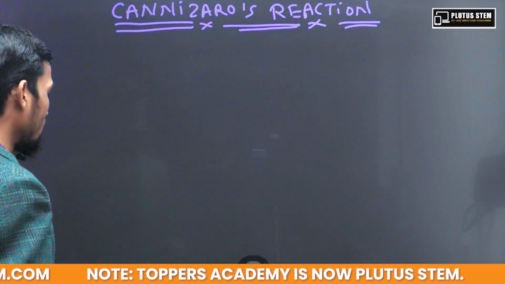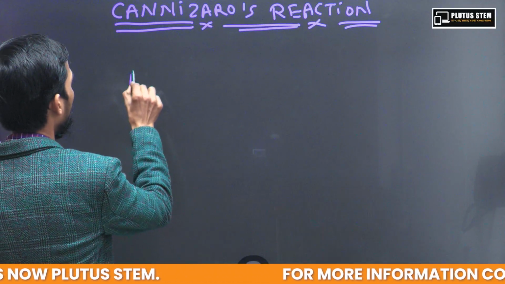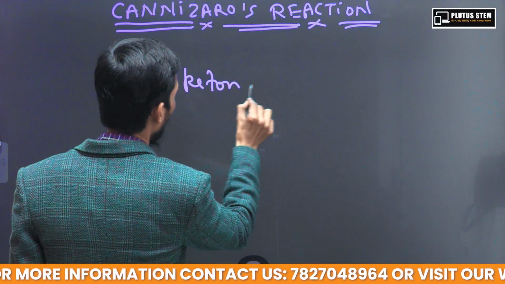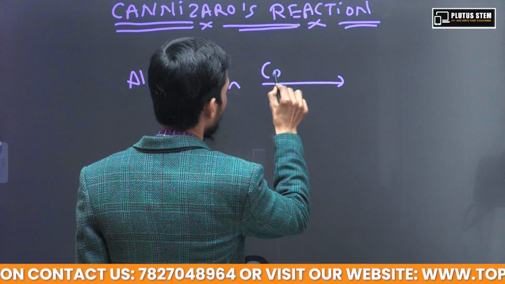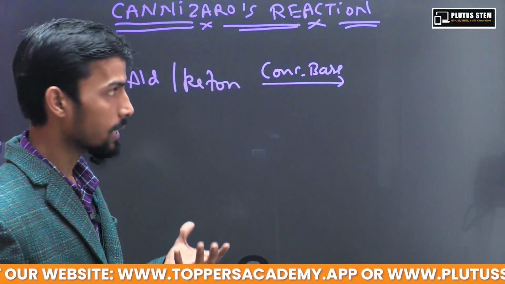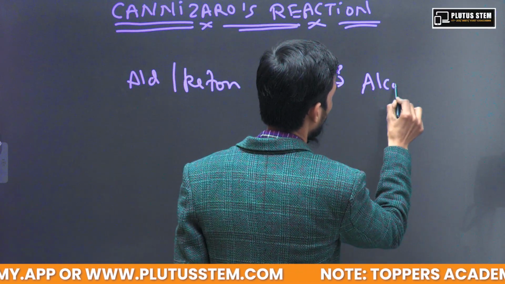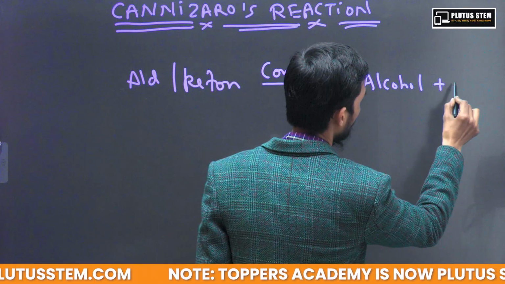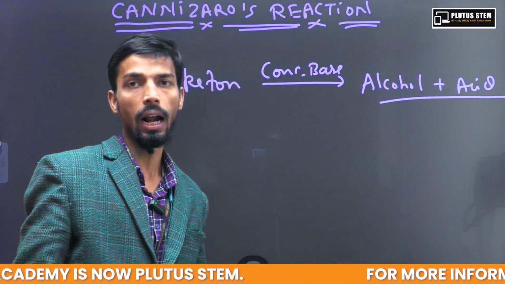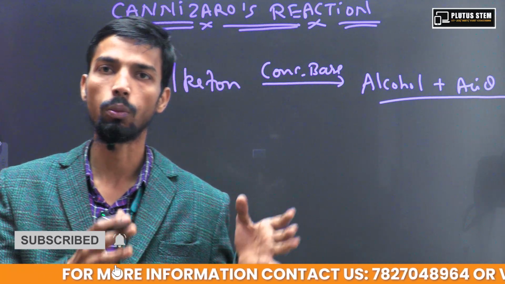So in this Cannizzaro reaction, the aldehyde or ketone, when reacted with concentrated base, gives us alcohol plus salt of acid. So this is the general reaction, and we will see how this reaction is going to proceed.